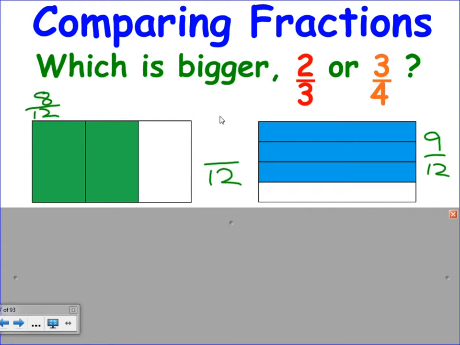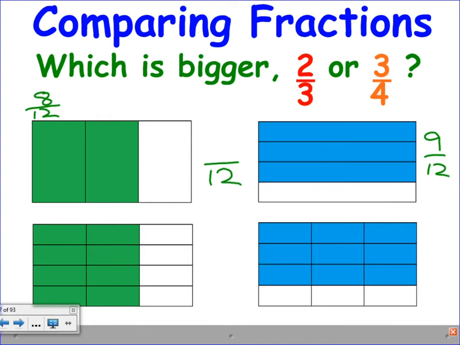I'm comparing apples and apples now. It's a like comparison. What I've done pictorially is I've said I've divided this into 12, and I know 2/3 is the same as 8/12. And over here I've divided this into 12s, and I know that 3/4 is the same as 9/12. So 9/12 is bigger than 8/12. Yeah? Can you see how we've used equivalence to do that?